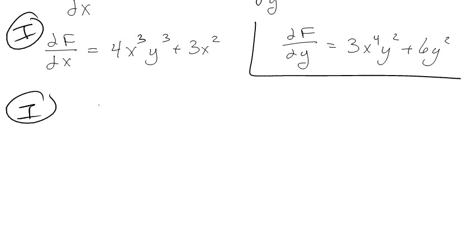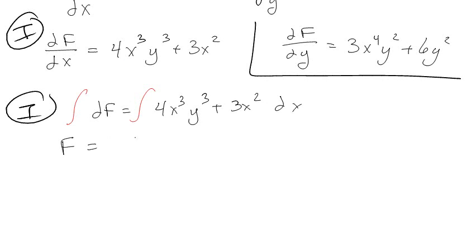So I'm going to say that df is equal to 4x cubed y cubed plus 3x squared dx. I'm going to integrate both sides. So on the left, I'm going to get f. On the right, I'm going to get x to the fourth y cubed plus x cubed.